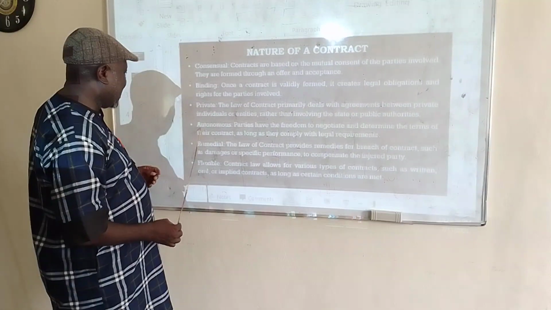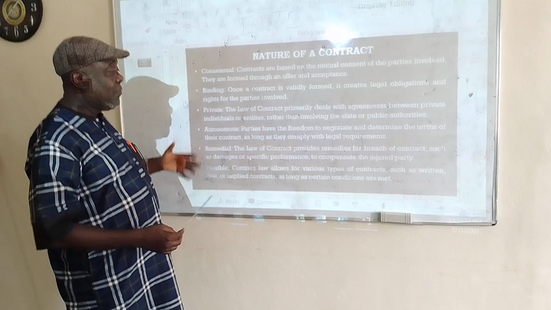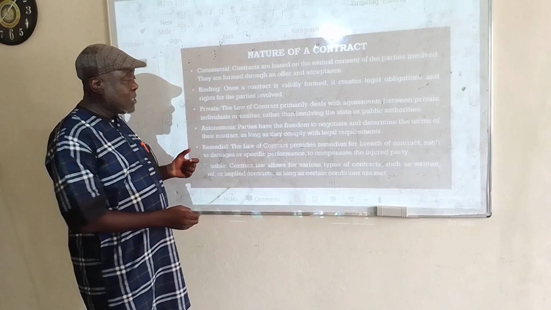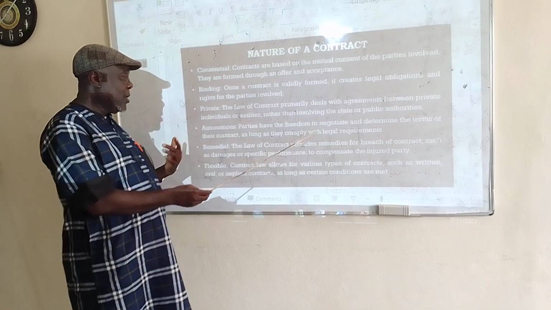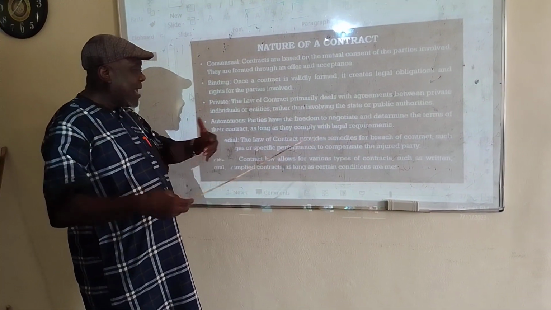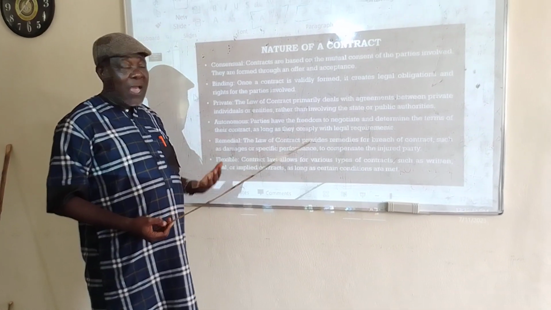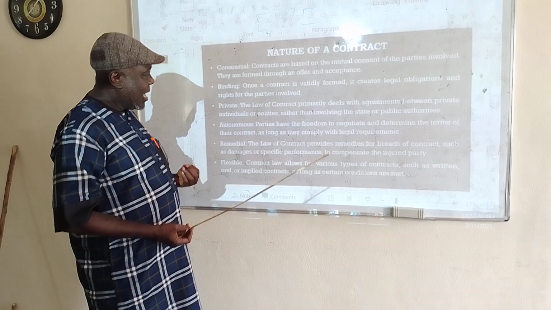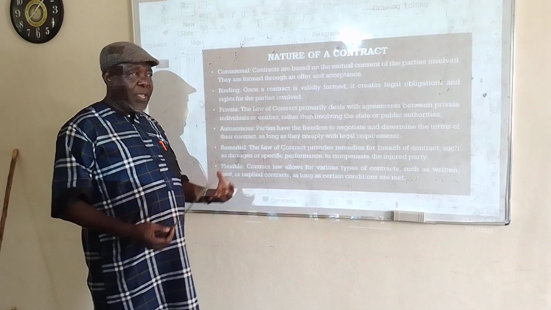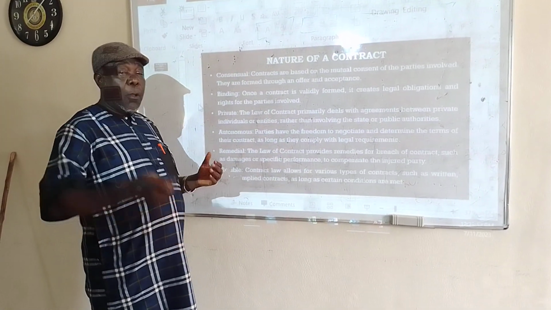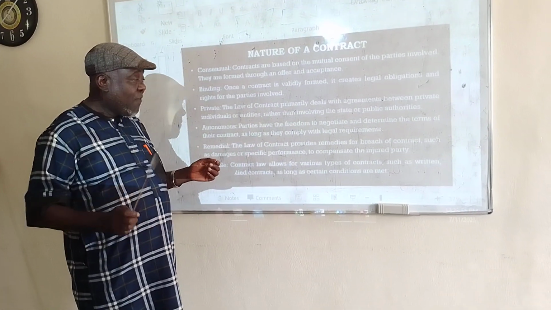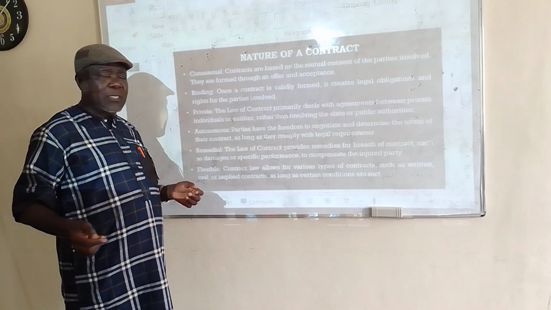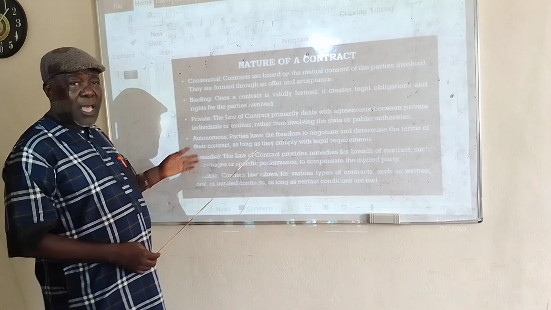Another nature of a law of contract is that it is autonomous. Parties have the freedom to negotiate and determine the terms of their contract as long as they comply with legal requirements. We say parties have that freedom. As I've earlier said, this is a Supreme Court ruling that parties are free to enter into a contract, mutual agreement, provided it is within the legal requirements. We can look at this in greater detail as the course progresses.